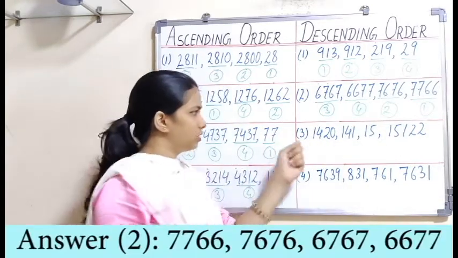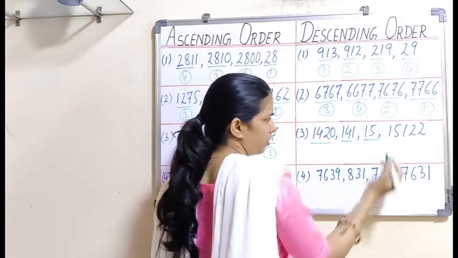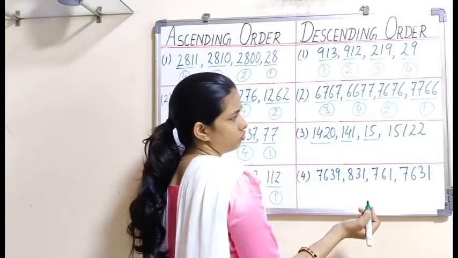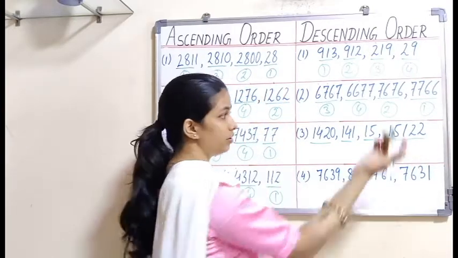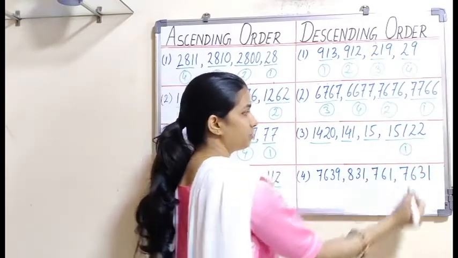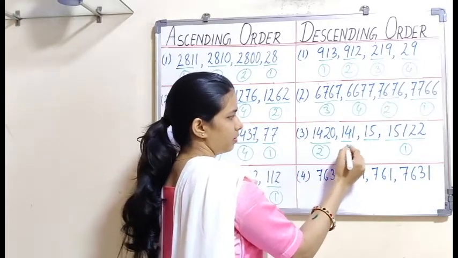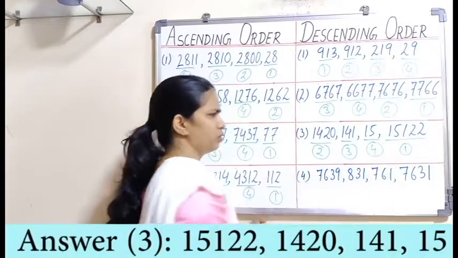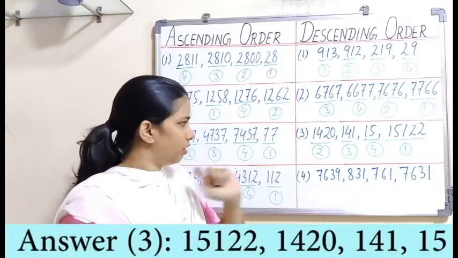Now the third example. We have a 4-digit number, a 3-digit number, a 2-digit number and then a 5-digit number. Obviously the 5-digit number is the biggest of all, then the 4-digit number, then the 3-digit number and then the 2-digit number. So this was actually the easiest of all.